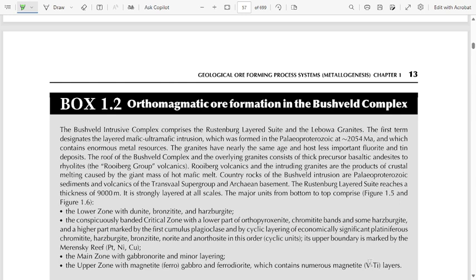The major units from bottom to top comprise the lower zone with dunite, bronzitite, and harzburgite. Then the conspicuously banded critical zone, the lower part of orthopyroxenite, chromitite bands, and some harzburgite, and the higher part marked by the first cumulus plagioclase and by cyclic layering of economically significant platiniferous chromitite, harzburgite, bronzitite, norite, and anorthosite in this order, cyclic units. Its upper boundary is marked by the Merensky Reef, platinum, nickel, and copper.